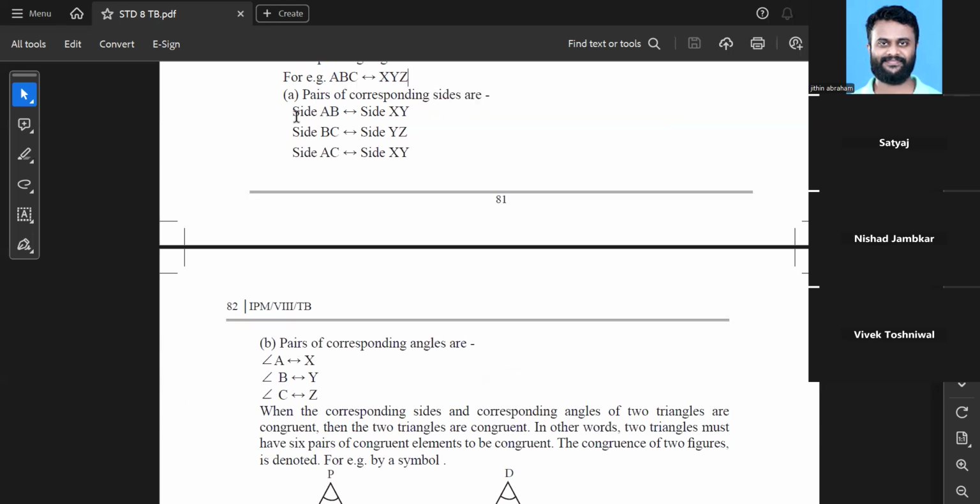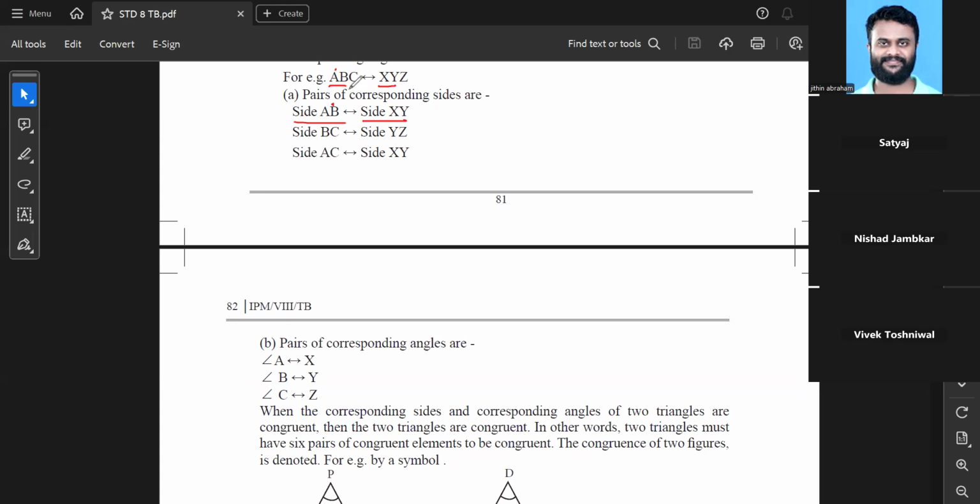The pairs of corresponding sides are, like, the side AB. As I've already told you, the sequence plays a very important role. So if I'm saying that ABC is corresponding to XYZ, which means angle A will correspond to angle X. Angle B will correspond to angle Y. Angle C will correspond to angle Z. So that's what they have said. A corresponds to X, B corresponds to Y, and C corresponds to Z. Previously, we were discussing only the names. At the same time, side AB corresponds to side XY.